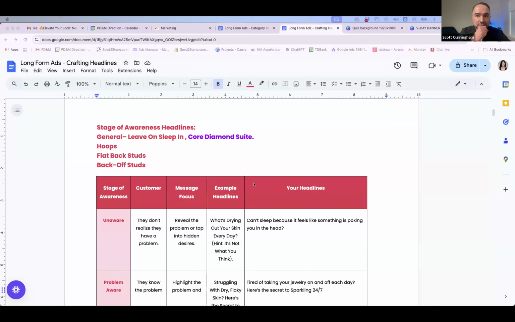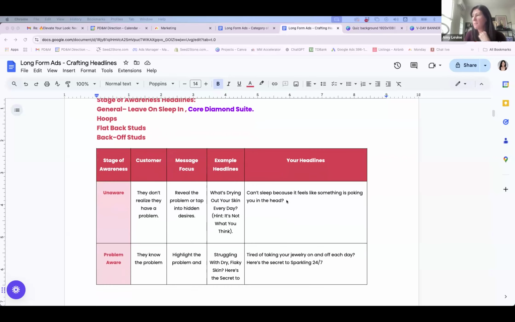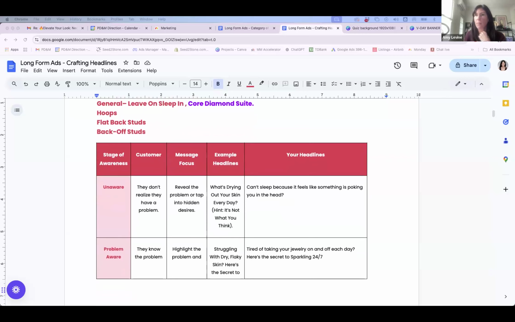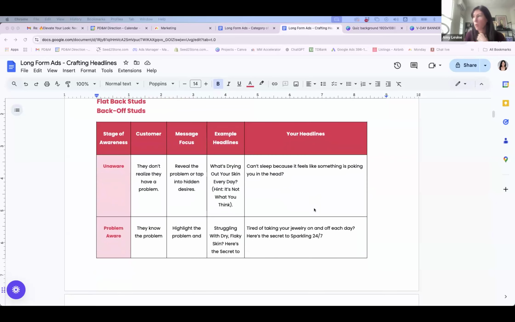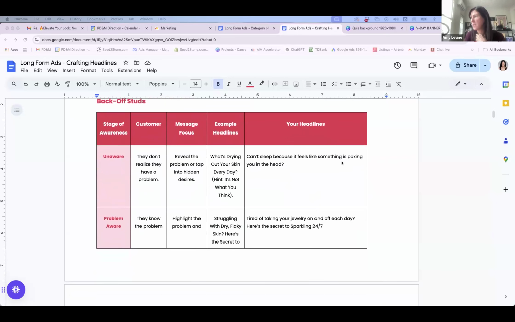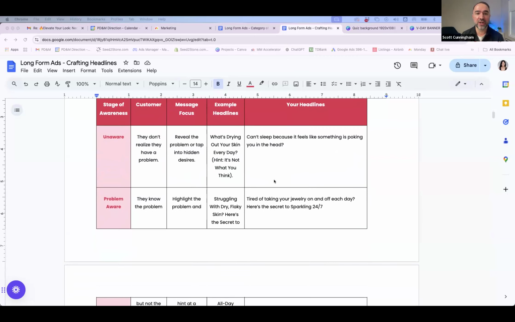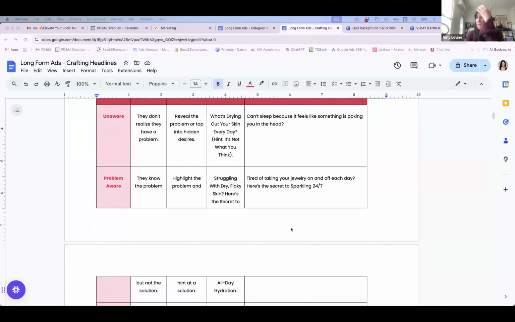Can I just roll you through what I've got so far? Let's roll. I'm just kind of plucking all over. Some of these work great, more specifically we've used them for flatbacks, but they work for all of it. Can't sleep because it feels like something is poking you in the head. Yeah, totally. Perfect example of someone who's not aware of the problem, and they're like, yeah, actually, that's what it is.